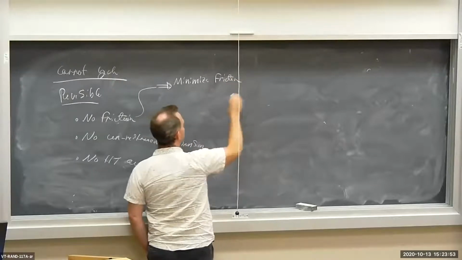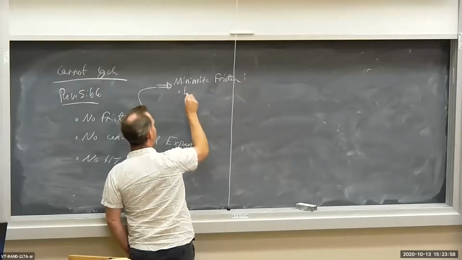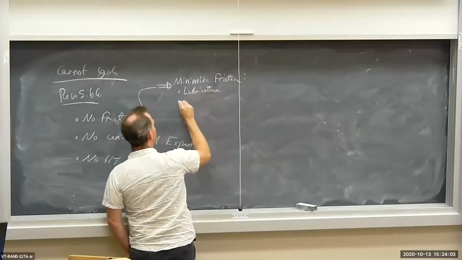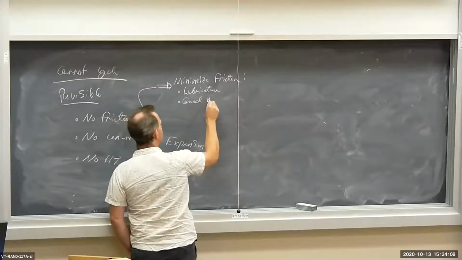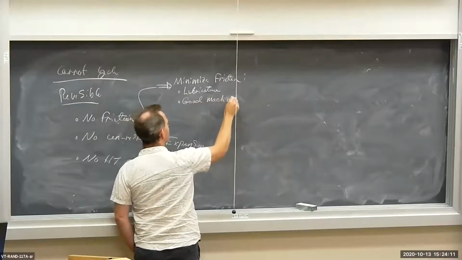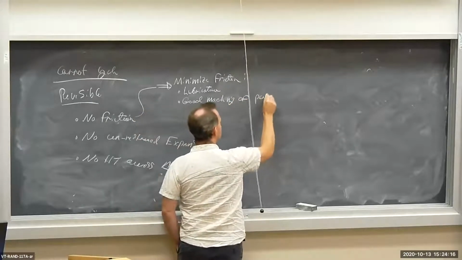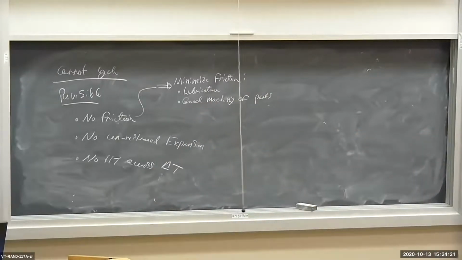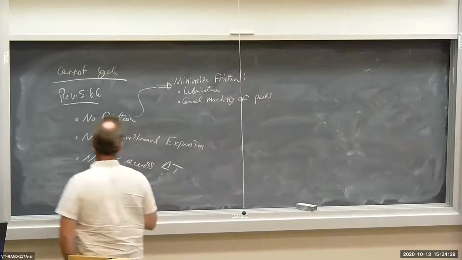We can minimize friction by using lubrication and good machining of parts. The better machined and manufactured your parts, the less friction there's going to be. And the better the oils that you use to lubricate, of course, the lower the friction is going to be.